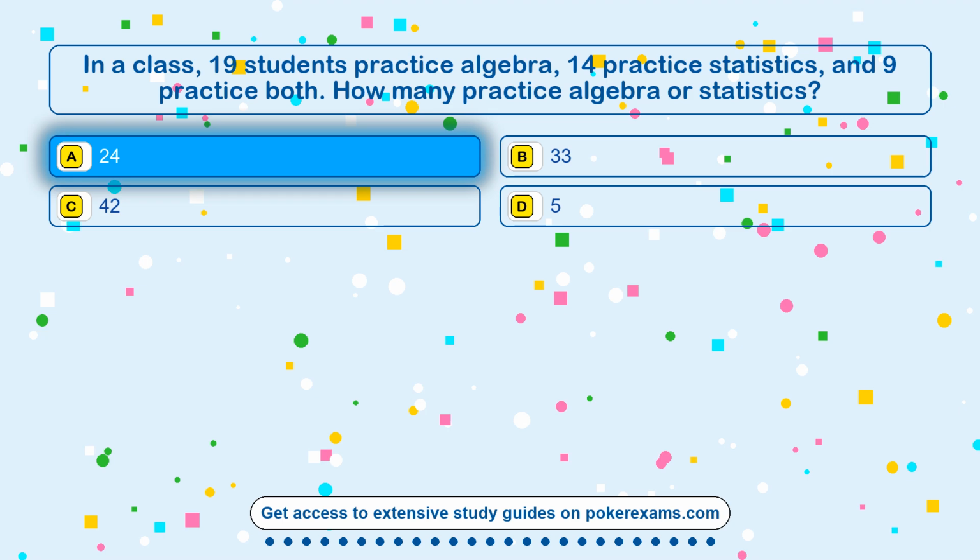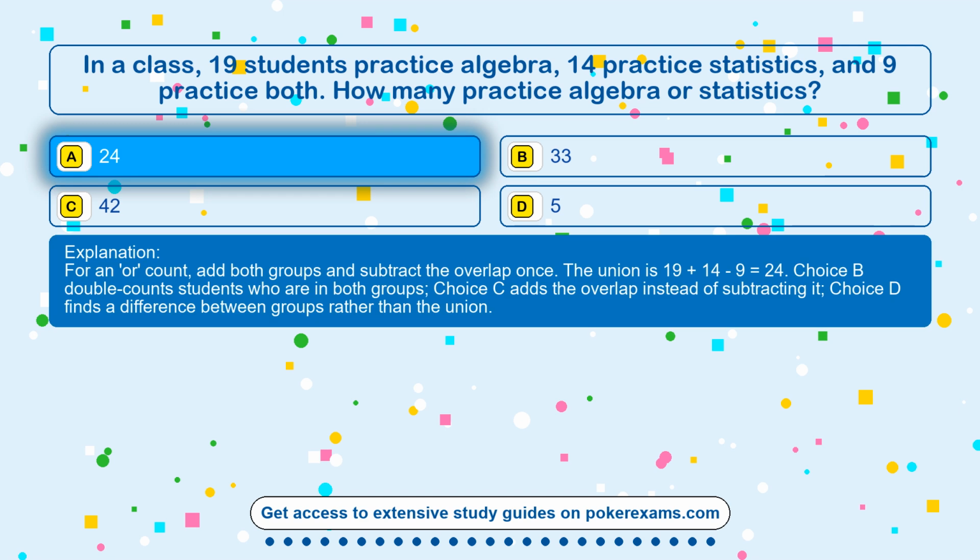The correct answer is option A, 24. For an OR count, add both groups and subtract the overlap once. The union is 19 plus 14 minus 9 equals 24. Choice B double-counts students who are in both groups, choice C adds the overlap instead of subtracting it, choice D finds a difference between groups rather than the union.